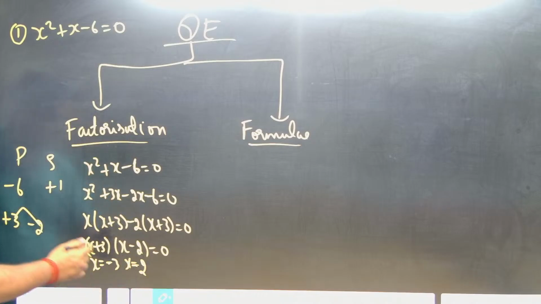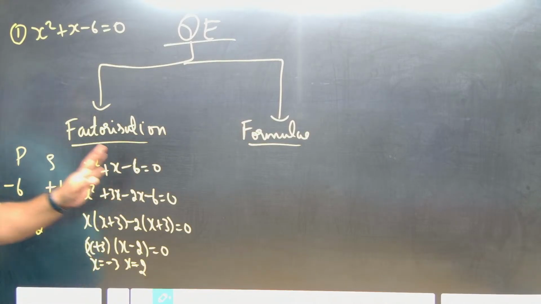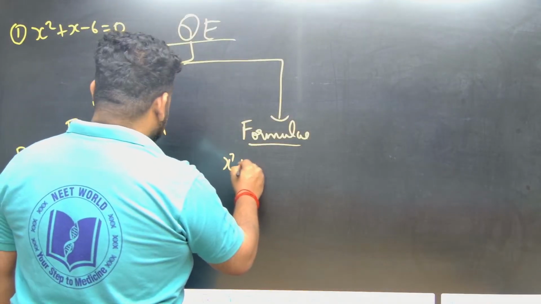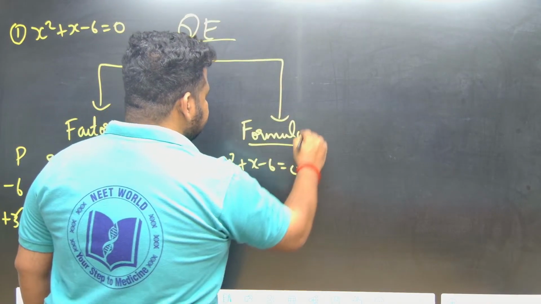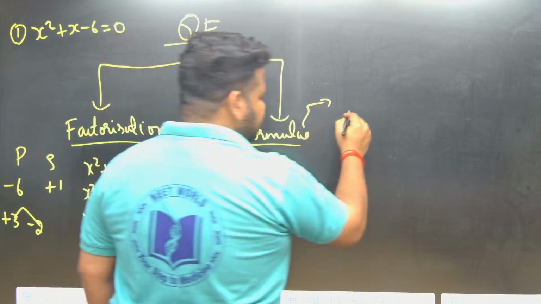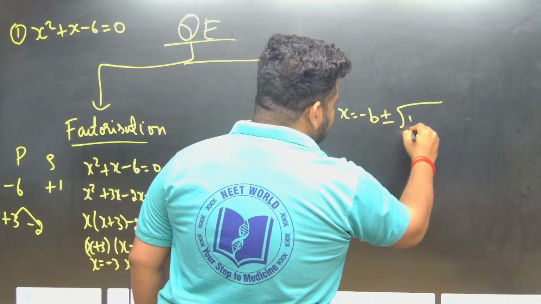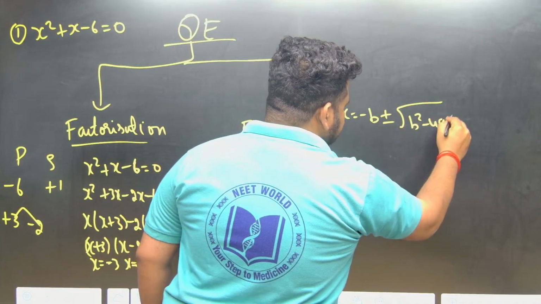Okay, these are the two roots we will be getting. Now let us solve the same question using the formula method. So that is what we are having, x square plus x minus 6 is equal to 0. Here, what is the formula that we will be using? We will be using the formula x is equal to minus b plus or minus square root of b square minus 4ac by 2a.